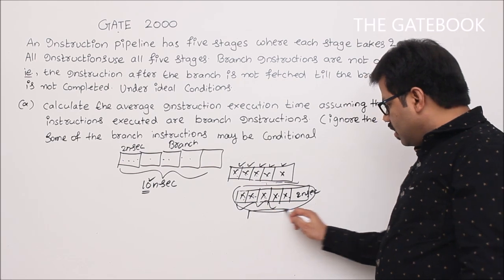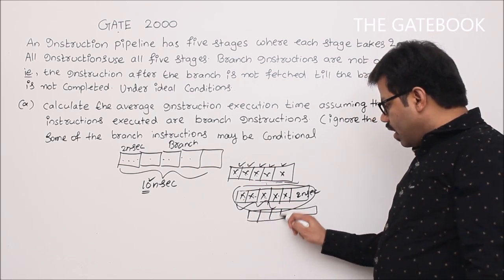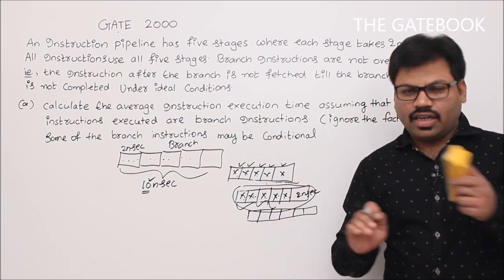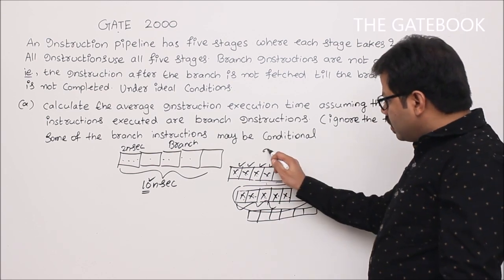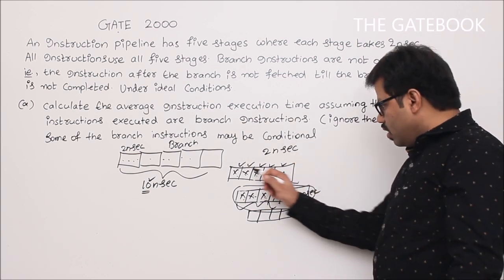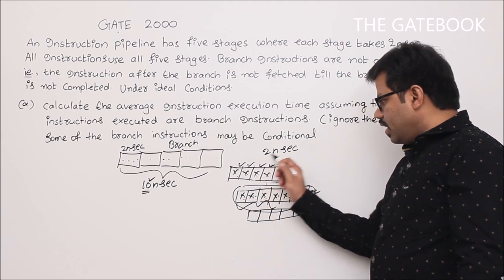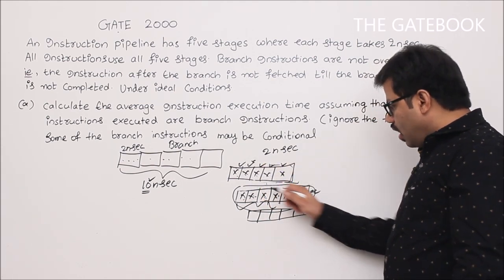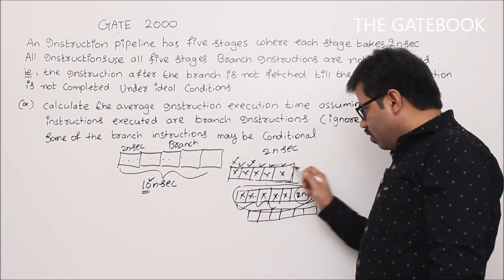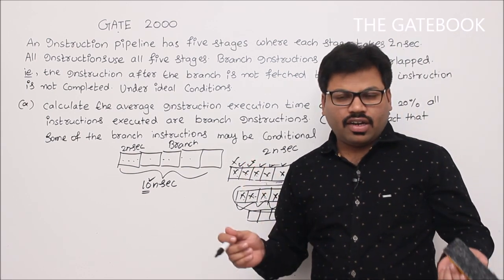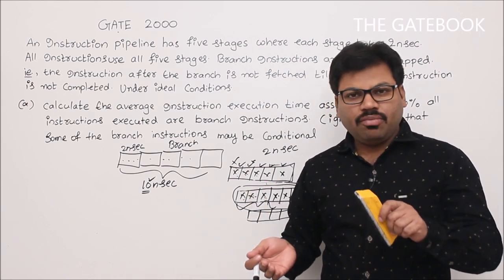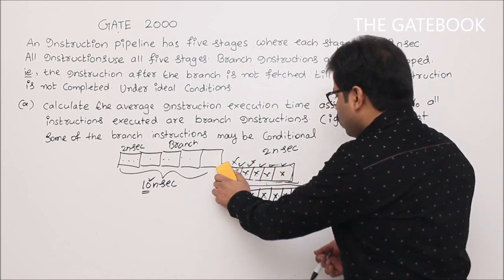Similarly, the next instruction also will be overlapped under this instruction. So finally, no such instruction requires 10 nanoseconds. Every other instruction takes only 2 nanoseconds. This instruction takes 10 nanoseconds, but apart from that, all other instructions require only 2 nanoseconds. If I ignore this one instruction, then in the long run all the instructions definitely take 2 nanoseconds.